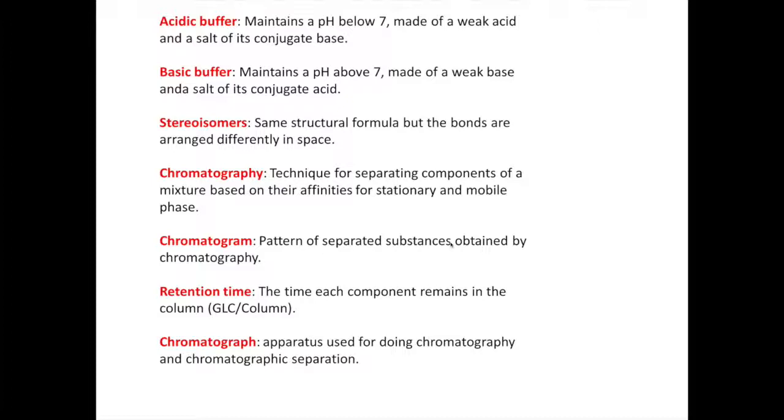A chromatogram is a pattern of separated substances obtained by chromatography. This would be, for example, your chromatography paper or your chromatography plate after you'd carried out the process. That's what you call your chromatogram. Retention time is the time each component remains in the column. And the chromatograph is the apparatus used for doing chromatography and chromatographic separations.